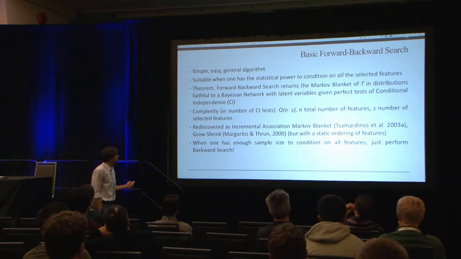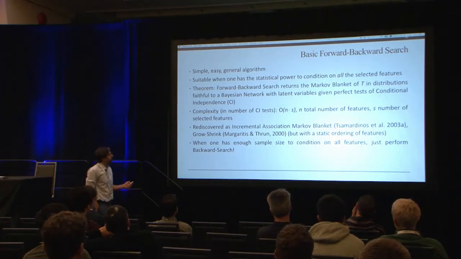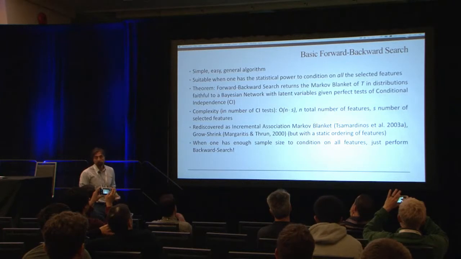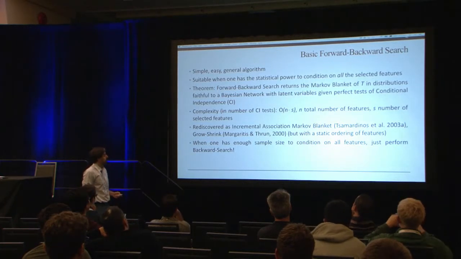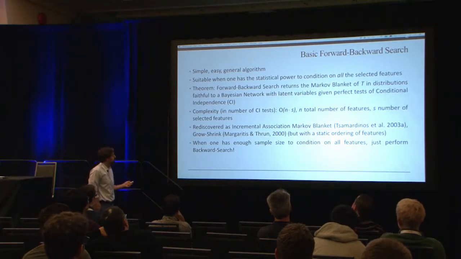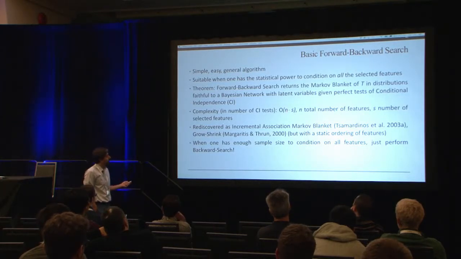Now we can also prove theorems that if you have perfect tests of conditional dependence, you don't have any statistical errors, it will return the Markov blanket of T in distributions faithful to a Bayesian network even when you have some features latent. Okay? So nice theoretical property. Of course, the complexity is not that good because it's n times s, where n is the total number of features and s is the number of selected features, in terms of the number of tests that you will perform.